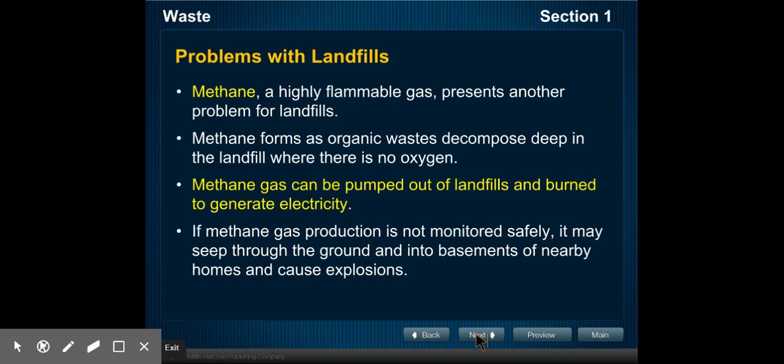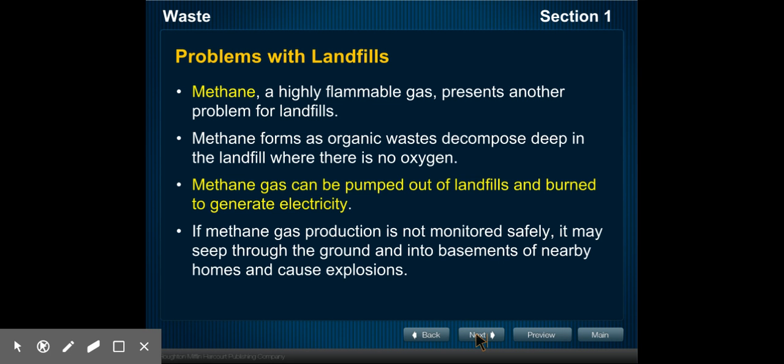Methane is the other problem. So leachate is one problem, the liquids containing all those poisons and hazardous materials. Methane is the other problem created by landfills. Methane is a gas, it's highly flammable, which means it can be burned off. It can be used to generate electricity, which is a great way to make double use out of our landfills.